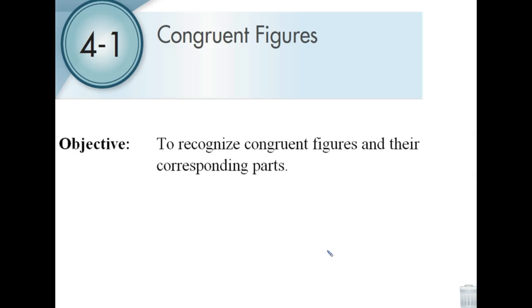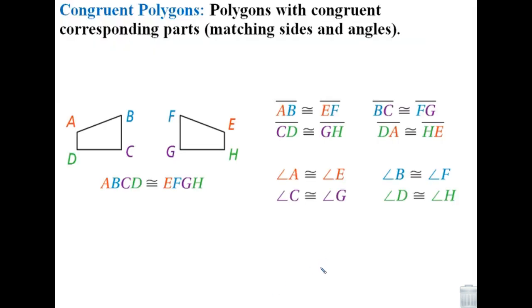Section 1.4, we're talking congruent figures. Objective today is to recognize congruent figures and their corresponding parts. As far as congruent figures go, we're talking congruent polygons. I'm going to say they're polygons with congruent corresponding parts. And when I say corresponding parts, we mean the matching sides and angles.